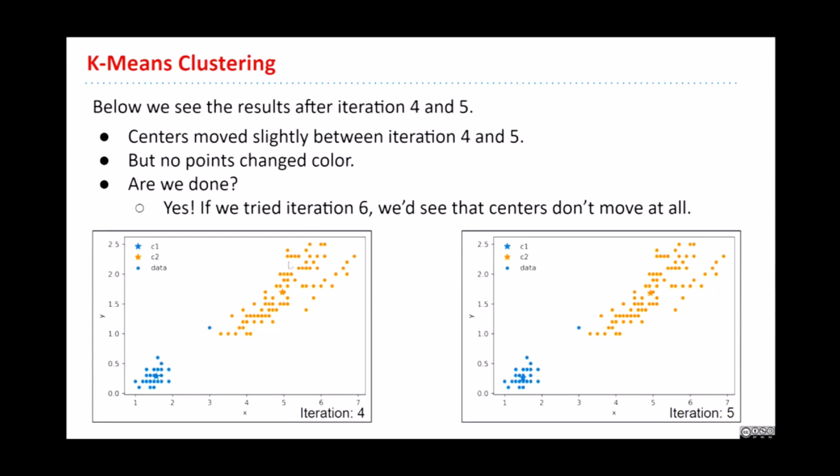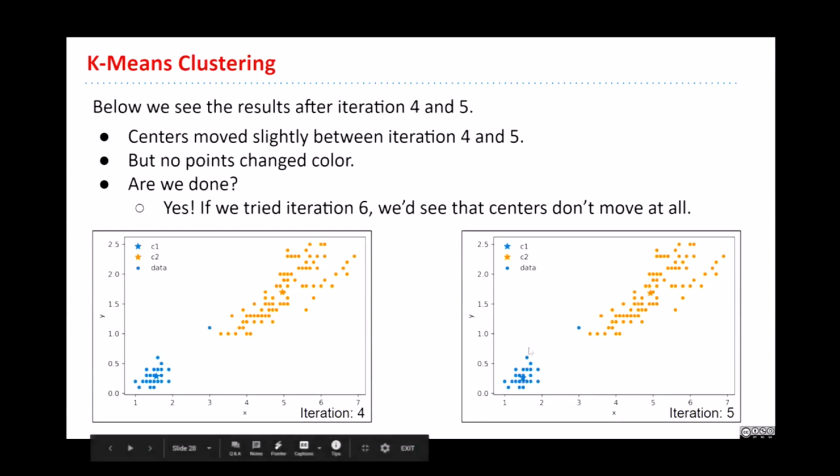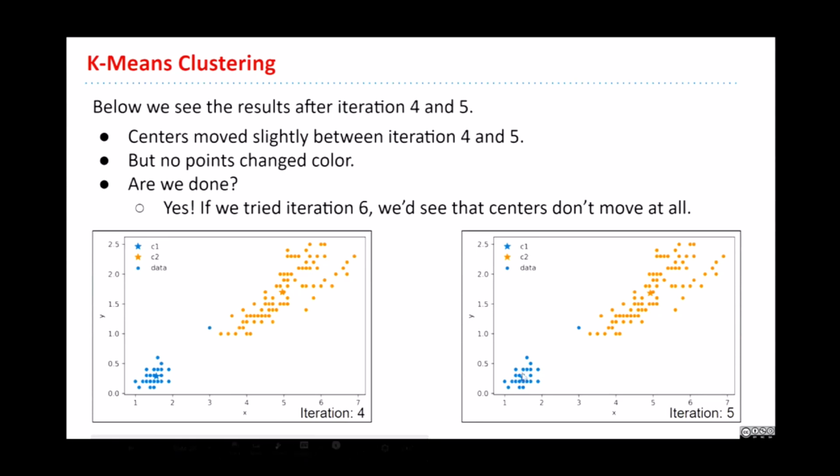Since none of the points changed, right? So here we go, iteration 4 to iteration 5. This star has moved ever so slightly down and to the left. And now it is at the center of the orange points. And blue is at the center of the blue points. Okay? If I tried to move the blue star to the center of the blue points now, what would it do? It would stay in place. Likewise with the orange. They're in their place. There's nothing else to do. Okay? So the fact that we didn't change any labels means we are done.